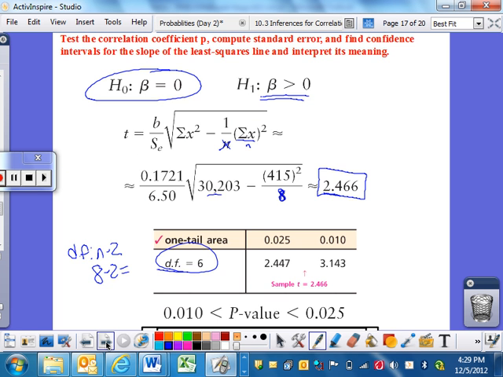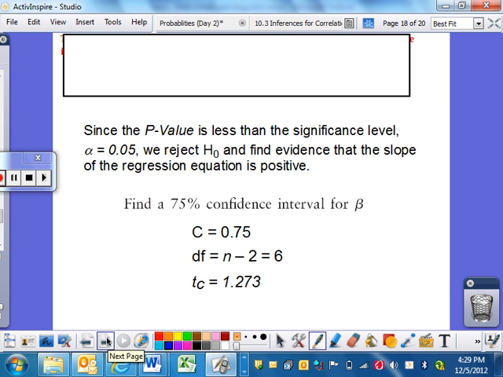So if I go back and I want to find a 75% confidence interval for your beta, we need to refresh our memory on how to find this critical value. So you need to go to your T table. We want a 75% confidence level. And what's our degrees of freedom? 6, because it's always n minus 2. It was 8 minus 2, which is 6.